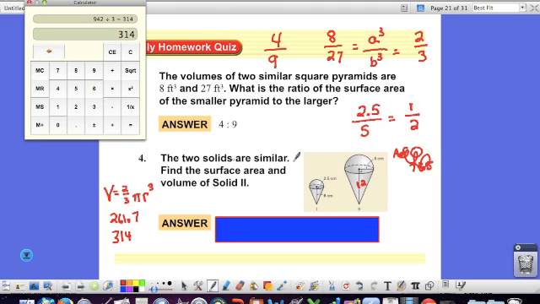Okay, so the volume, I'm going to add these two up. I'm going to put it in a different color so I don't erase it by accident. 261.7 plus 314 equals the volume of the second solid, which is 575.7. Now to do the surface area.